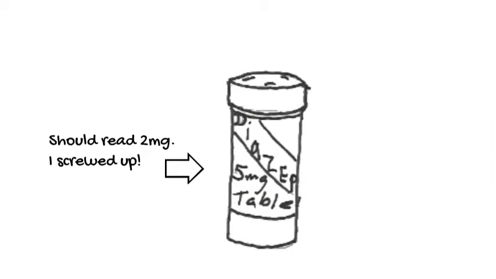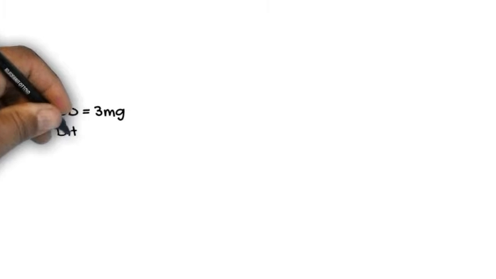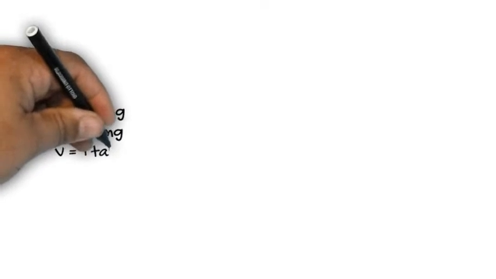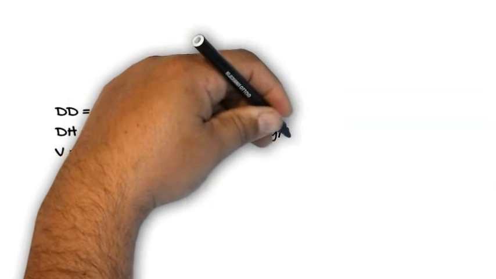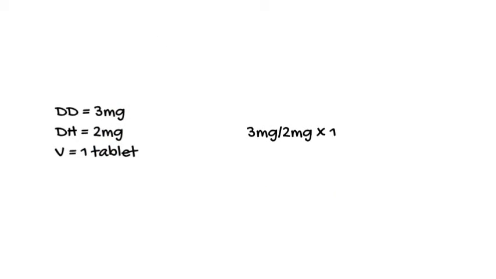So in this case, your desired dose is 3 milligrams. That's the amount you want to give. The dose on hand is 2 milligrams because in the bottle you have tablets and each tablet is 2 milligrams. So you want to say desired dose 3 milligrams over dose on hand 2 milligrams. So that is 3 divided by 2 times the volume is 1 tablet.